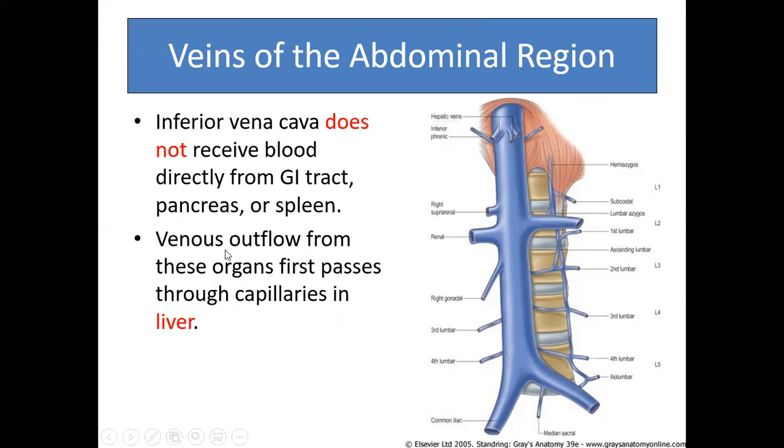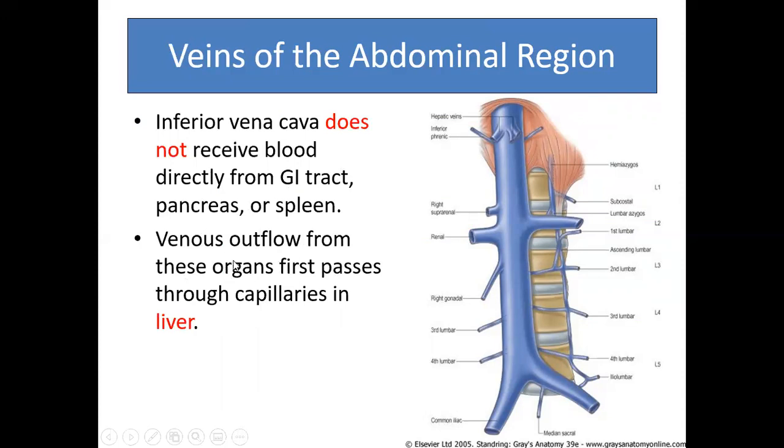The inferior vena cava does not receive blood directly from the GI tract, the gastrointestinal tract, and it does not receive blood from the pancreas and also from the spleen. This is an important fact that we have to remember. Venous outflow from these organs first passes through the capillaries in the liver. So that means venous outflow from the gastrointestinal tract, pancreas, and also spleen needs to pass through the capillaries that we have in the liver.